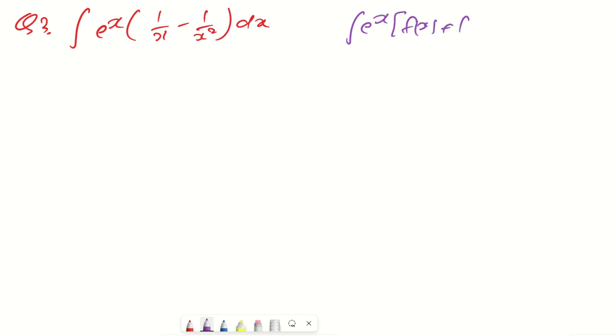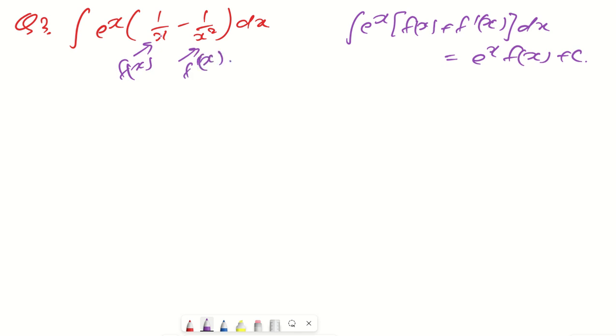The question is the integration of e to the power x into (1 by x minus 1 by x square) dx. Now if you know the form that the integration of e to the power x into [f of x plus f dash x] dx is equal to e to the power x f of x plus some constant c, then as you can see, if I consider this one as f of x, this is going to be my f dash x. Let us check whether it is happening or not.